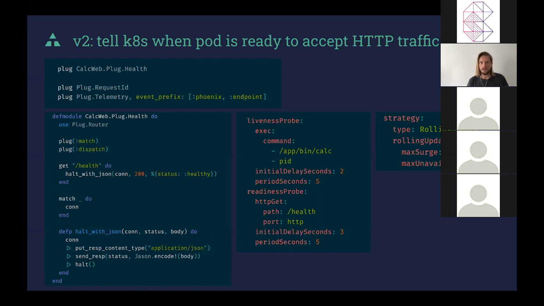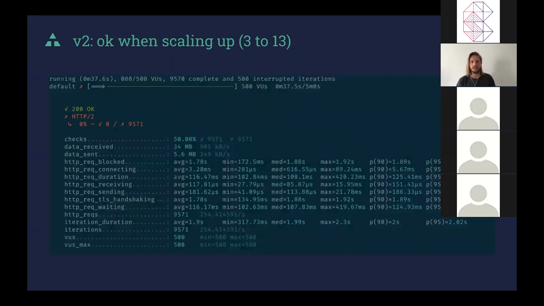So let's see how that improves. We run a test and we see that the scaling test actually passes. There's no errors. Now Kubernetes creates the new instances and it will actually wait until the readiness probe passes, and then it will send the traffic. That means we're already ready because we had an HTTP endpoint for it, all good.